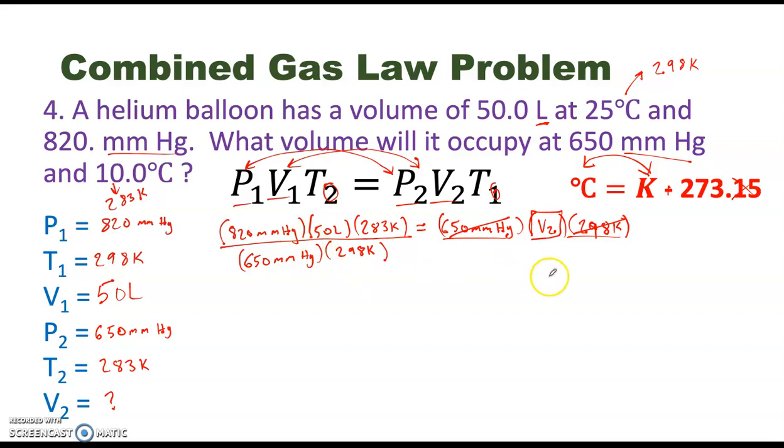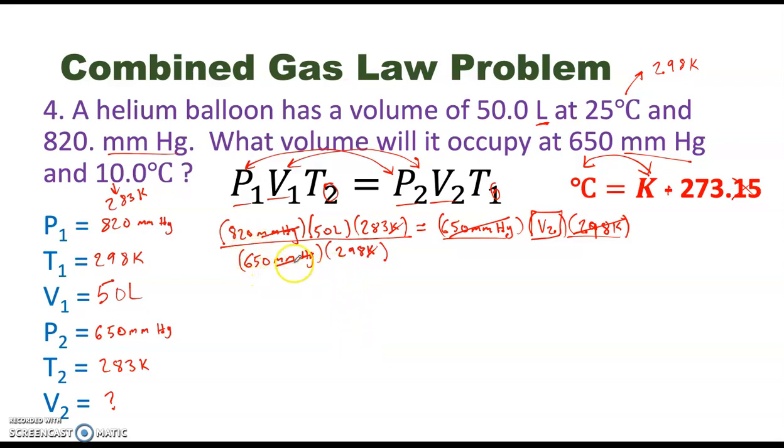And that's how every one of these problems is going to go. Whichever side your variable is on, or your unknown, you just take the numbers that are beside it, or on the same side as it, and divide them to the other side. Now you'll notice millimeters of mercury divided by itself cancels out. That's why our pressures have to be consistent. Temperature has to be in Kelvin. Most common mistake is that people leave it in degrees Celsius. You will definitely get a wrong answer if you do that.